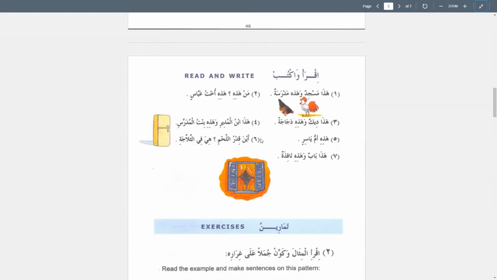Ayna qidr al-lahm? Hiya fi al-thallaja. Where's the pot of meat? It is in the fridge. Very good. And Lydia, number 7.